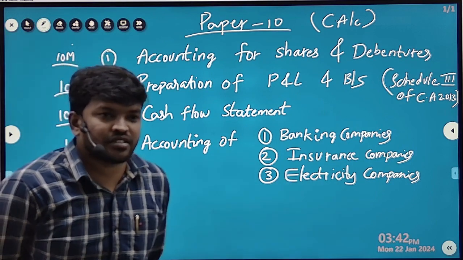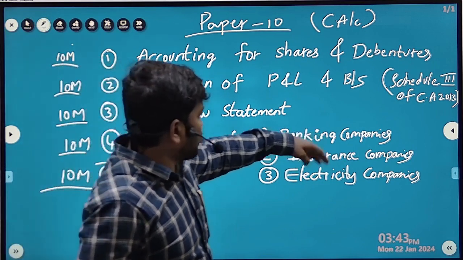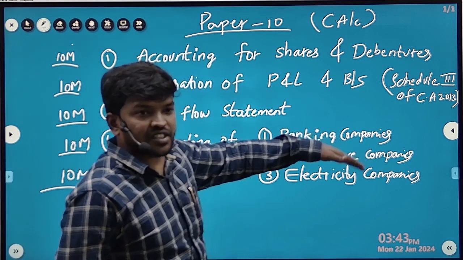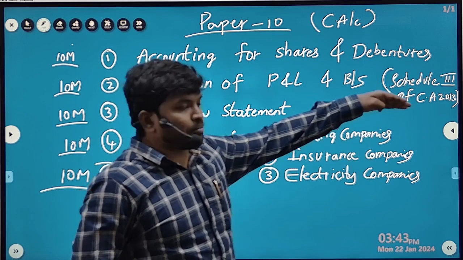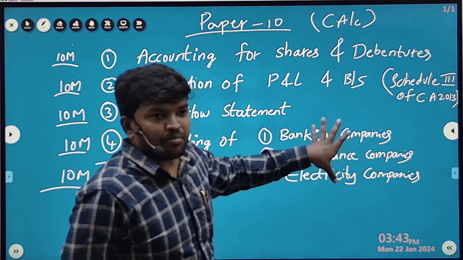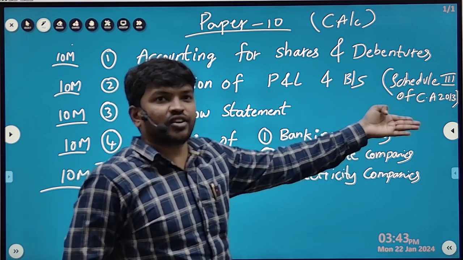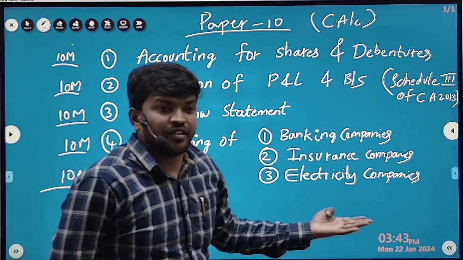Electricity companies. So there are separate formats for this. Sir, why do we follow separate formats for these three companies? Because Companies Act 2013 is not applicable to these special companies. We call them special companies. Sir, if Companies Act is not applicable, which act is applicable?